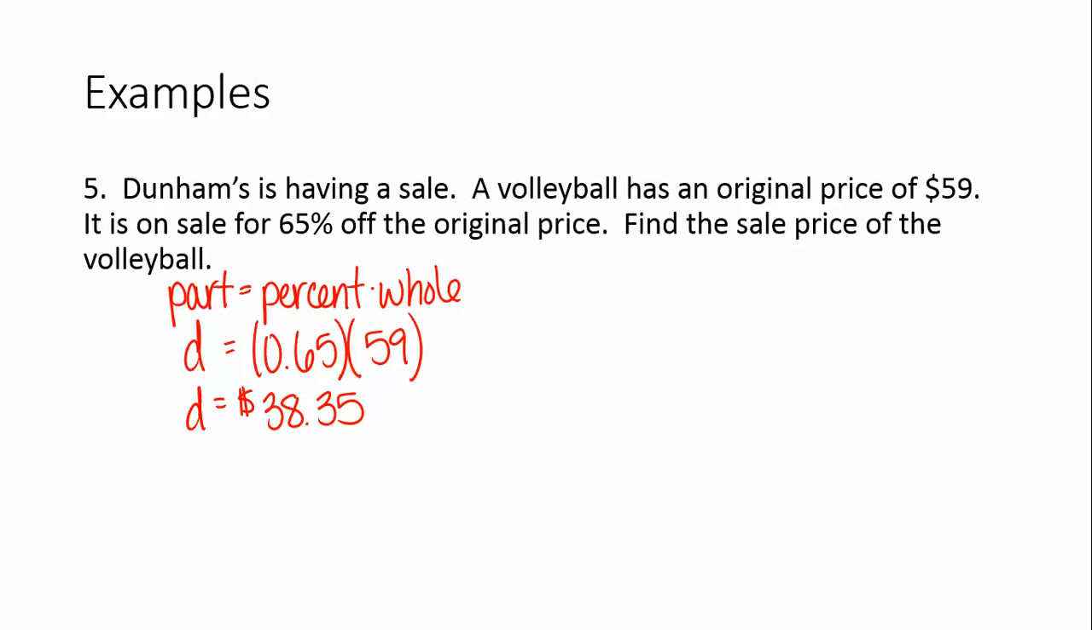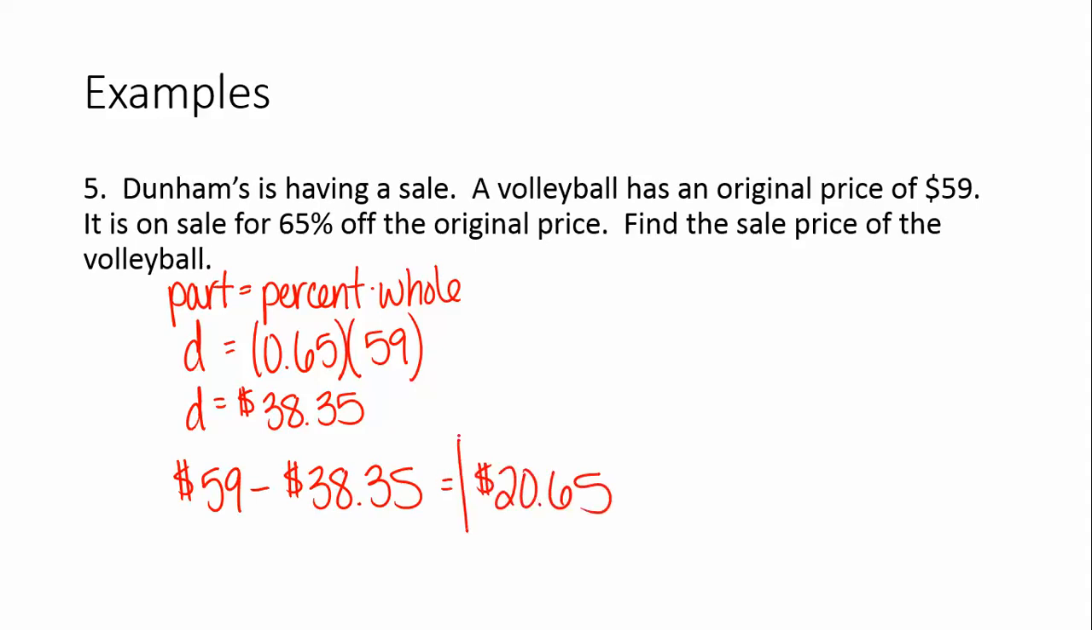In the markup examples, we would have added that number, but now because it's a discount, we want to subtract this number from the original price. So we're going to take the $59, subtract $38.35, and this is going to give us the sale price. 59 minus 38.35 is $20.65. So that's the price that the volleyball is now being sold for. This is the sale price of the volleyball.